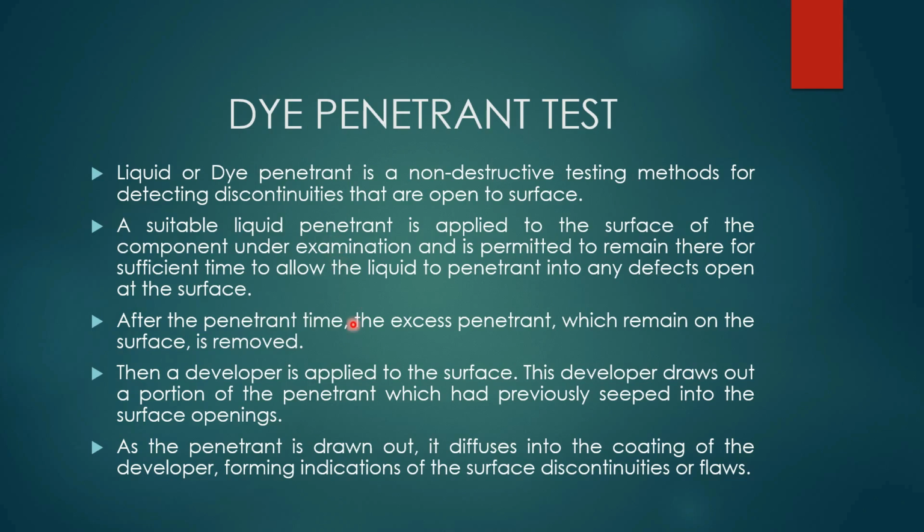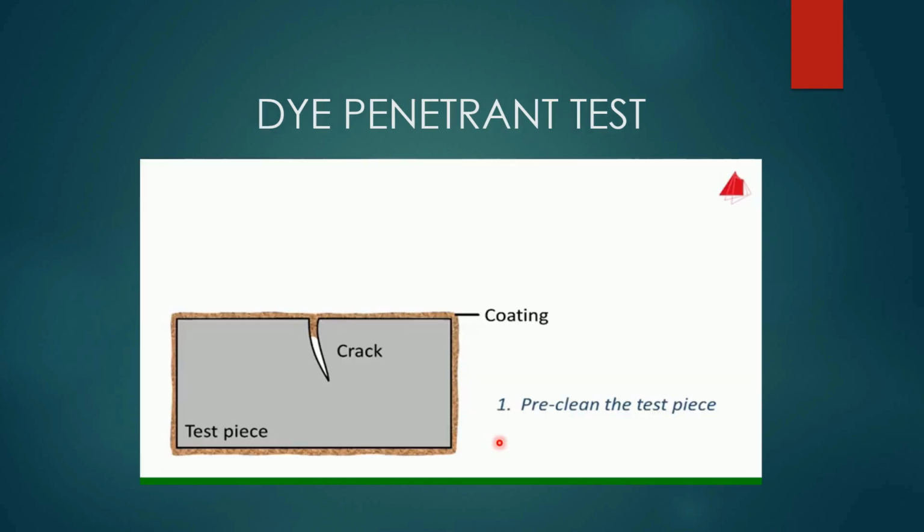After seeping into the crack, the upper portion of the workpiece is cleaned by water. Thereafter, a developer is applied to the surface. This developer draws out a portion of the penetrant which had previously seeped into the surface openings. As the penetrant is drawn out, it diffuses into the coating of the developer, which will show the defect.